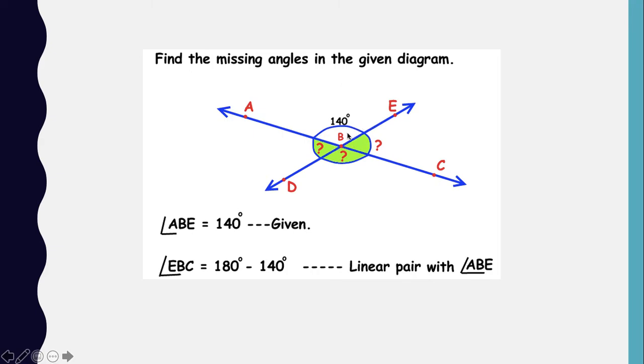180 degrees. That's the first point we discussed today. The sum of the angles on a straight line adds up to 180 degrees. So this 140 degrees plus angle EBC is 180 degrees. To get angle EBC, what should you do? Subtract 140, angle ABE, from the total angle. How much is the total? 180 degrees. So angle EBC will be 180 degrees minus 140 degrees. Okay, that is what you get.